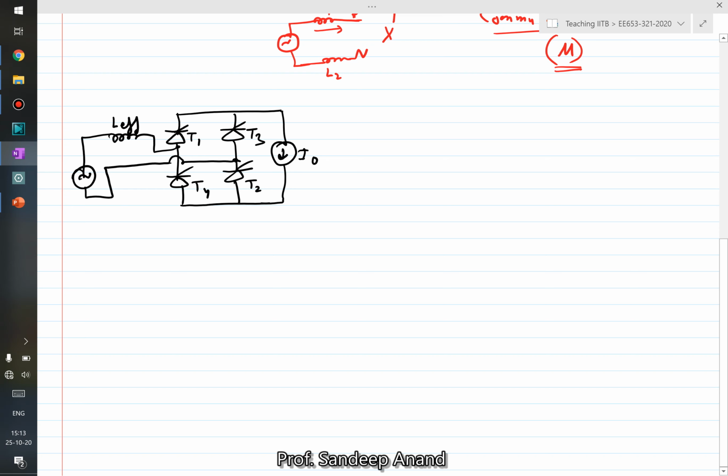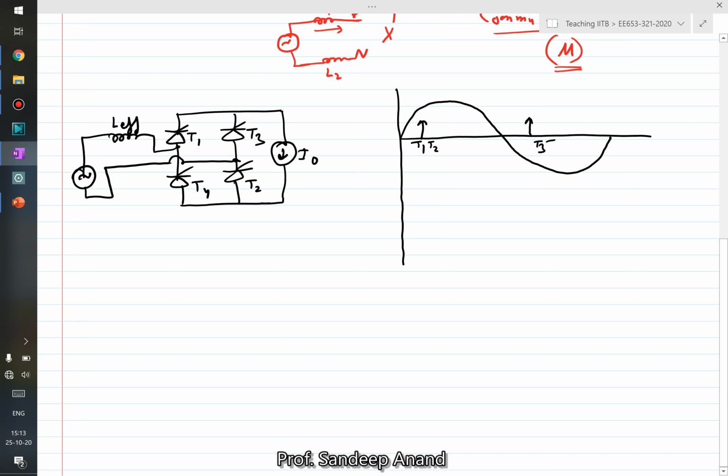Now what happens is in our, let me draw the waveforms. So this was T1 where I'm giving pulse to T1 and T2, and this is, let's say, where I'm giving pulse to T3 and T4. Right, now in earlier case, let me also draw the input current.